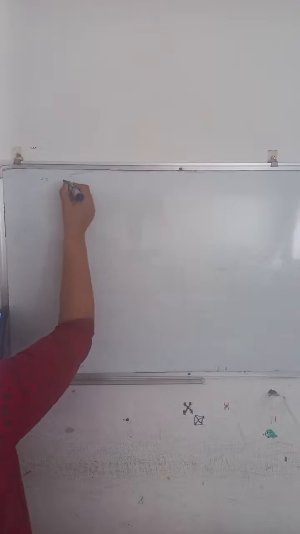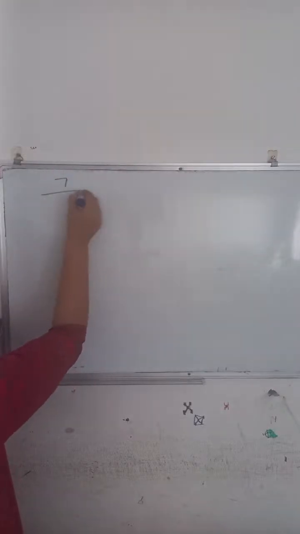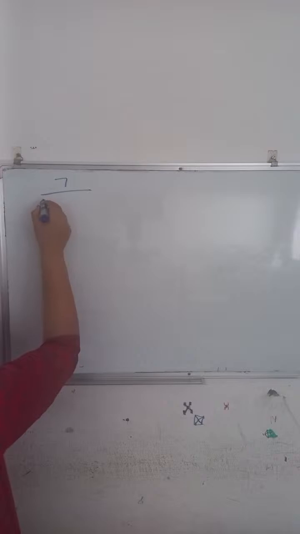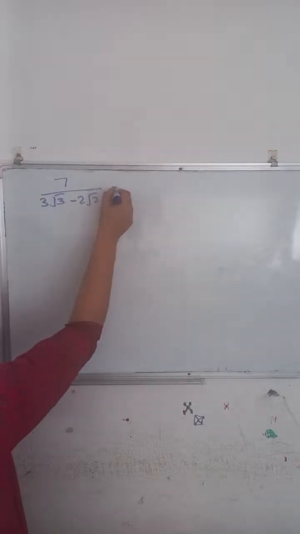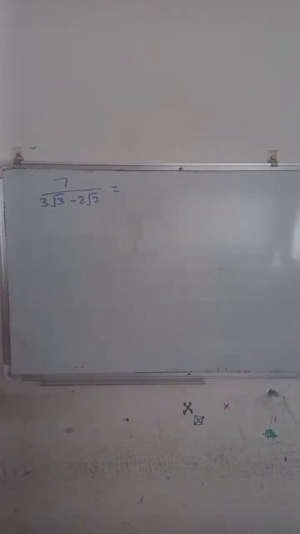Simplify 7 divided by 3 root 3 minus 2 root 2. Simplify this. Try yourself. Check whether you are able to solve or not.